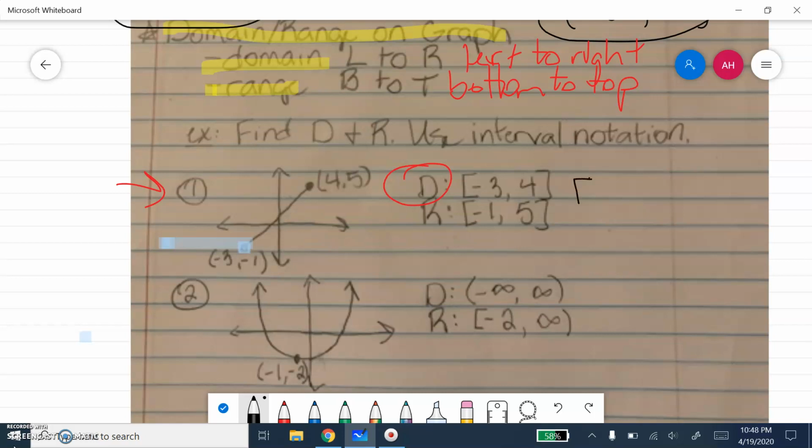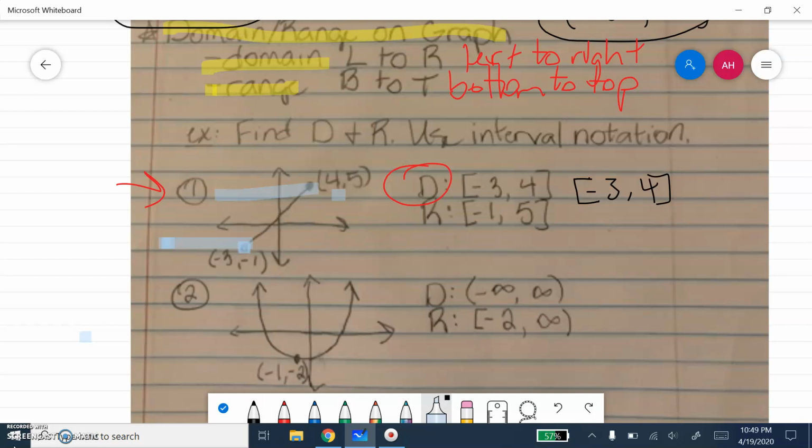Since it's a point, you use a straight bracket like this, so we have -3, comma, and then we're going to see where we end. So I'm going to keep going, keep going, keep going, and the last point you hit, all the way to the right, is the 4. Again, it's always your x's, so we're going to use 4. So it stops at 4, so we're looking at where it starts and stops, so it stops at 4, and you use a bracket again because that's a point.